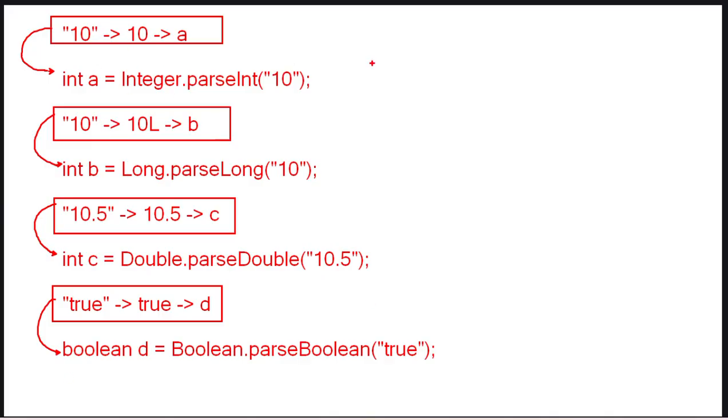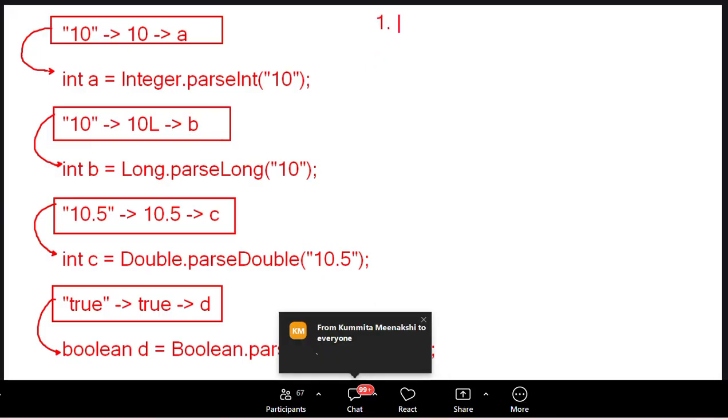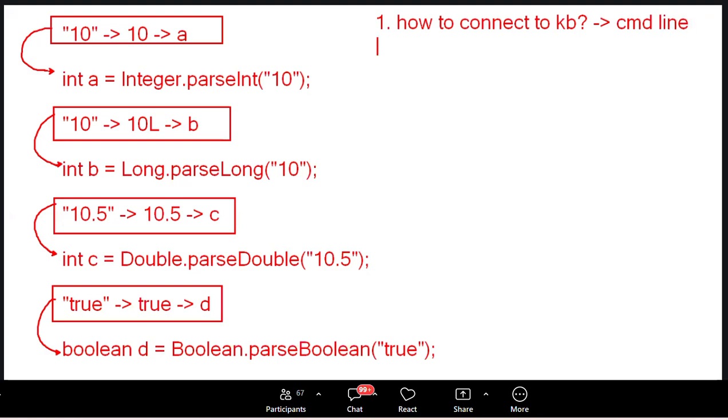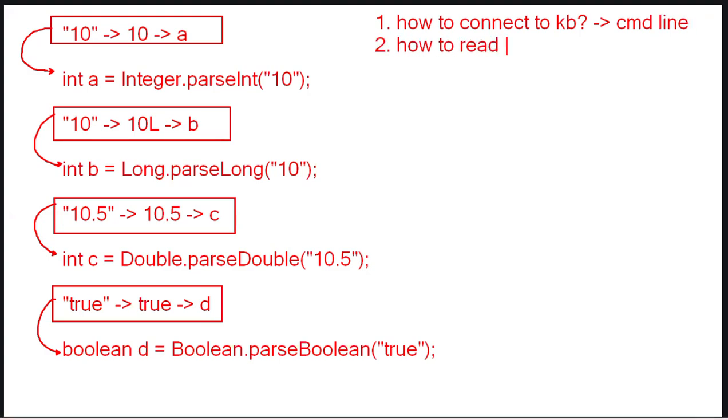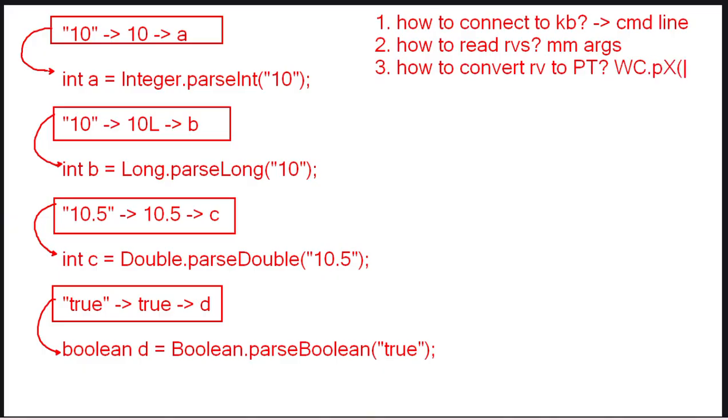Now tell me, after understanding 3 steps, what is step number 1? How to connect to the keyboard. Console or command line. Command line. Next, how to read runtime values? By using the main method args. Third one, how to convert a runtime value to a primitive type. For that, what do I have to use? Wrapper class dot parseXxx method. Tell me, 3 steps completed.